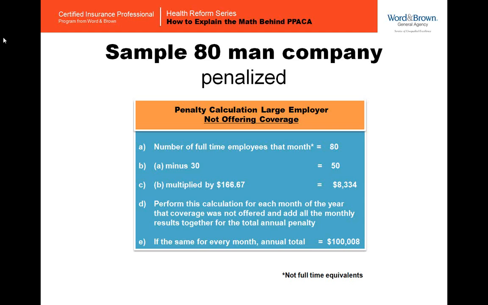Let's assume nothing changes. He doesn't hire or fire anybody. He keeps with his 80 employees, minus 30, leaving 50. And he pays the same exact thing because he didn't offer coverage. His annual penalty will be $100,008.